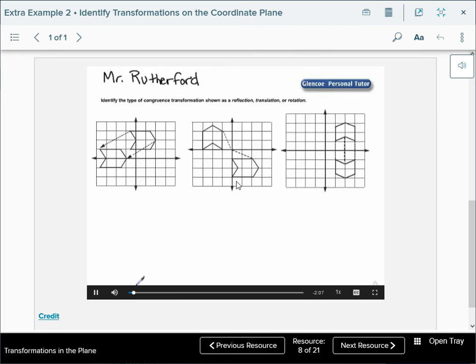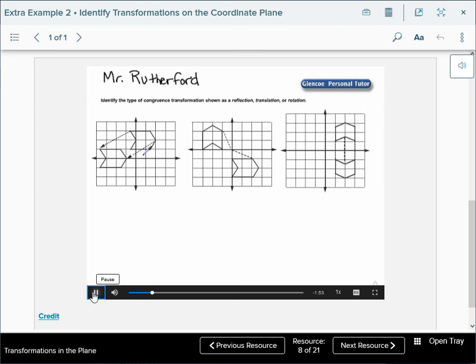In this problem, we will learn to identify congruence transformations. Identify the type of congruence transformation shown as a reflection, translation, or rotation. Now, first thing, he said congruence. I'll say congruency. It means the same thing. Congruence transformation. All that's telling you is that when you do this transformation, the two shapes are the same. They're congruent to each other. That's all it means.